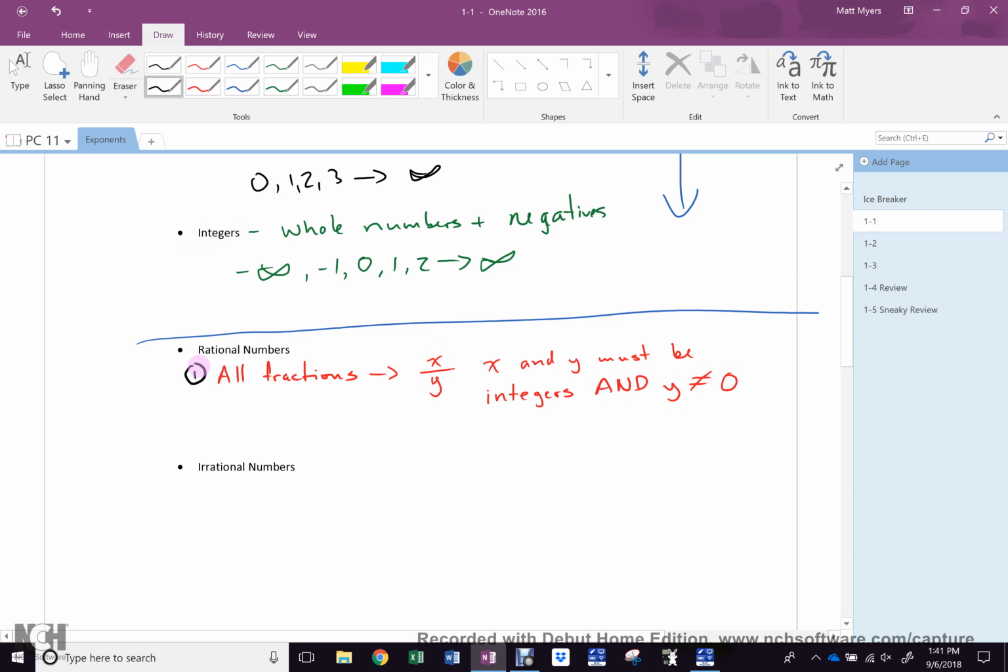That's 1, 2, all repeating or terminating decimals. And you all already know this. If you don't need to write it all down, you don't need to write it all down. Those are the easy ones.